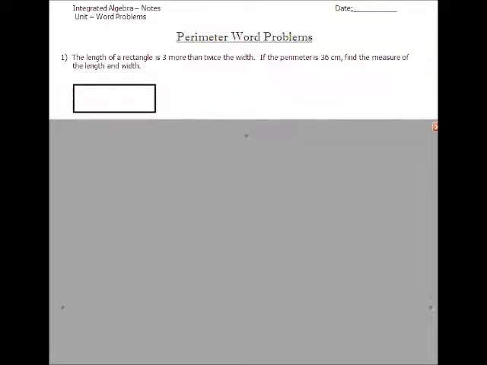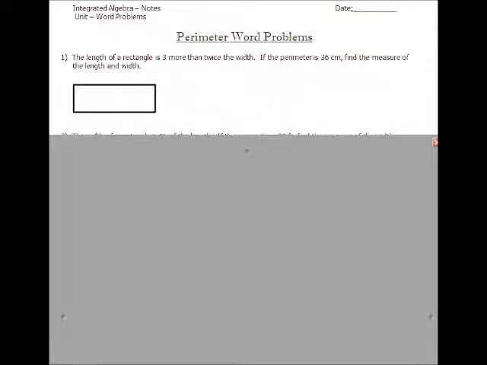All right, for perimeter problems, the good news is you don't need let statements, but you do need a little picture. If I have a little picture here, I say the length of the rectangle is 3 more than twice the width. Watch that twice word that sneaks in there and we miss it all the time. So read these problems carefully. The perimeter is 36, so find the measure of the length and the width.